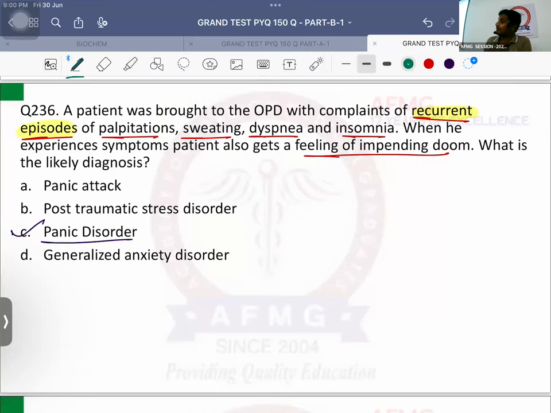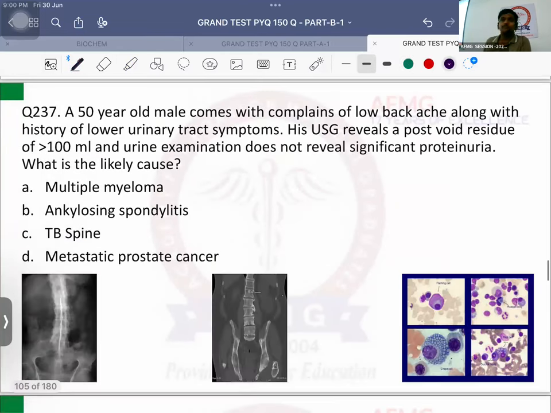Please remember that. Okay, recurrent panic attacks are called as panic disorder. So here the patient is having recurrent panic attacks. So it should be a case of panic disorder. Please remember that. Short term, benzodiazepines. Long term, SSRI. Same. Question number 237. A 50-year-old male comes with complaints of low backache along with history of lower urinary tract symptoms. Ultrasound reveals there is post-void residue of more than 100 ml.